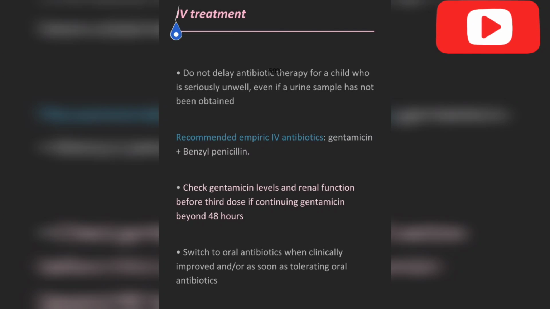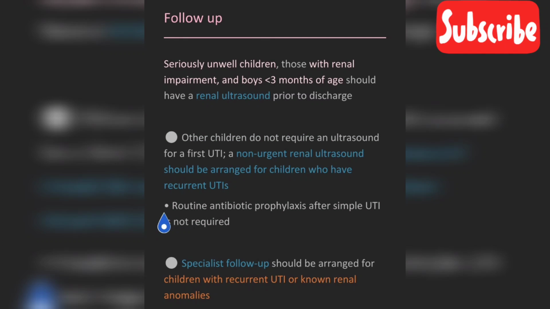But if the patient is stabilized, then we have to switch to oral antibiotics when clinically improved, as soon as tolerating the oral antibiotic. So now we have to do the follow-up of the patient. If the child is seriously unwell, or the child has a renal impairment, and boys who are less than 3 months of age, these patients should have a renal ultrasound prior to discharge. And the next step, if the child is not seriously unwell, or the child has a first episode of UTI, consider an ultrasound but on a non-urgent basis.